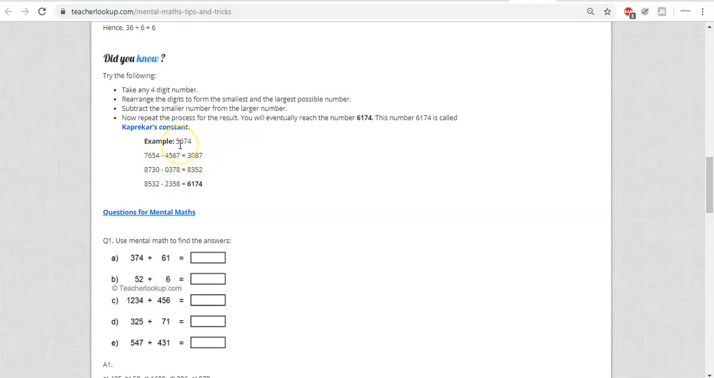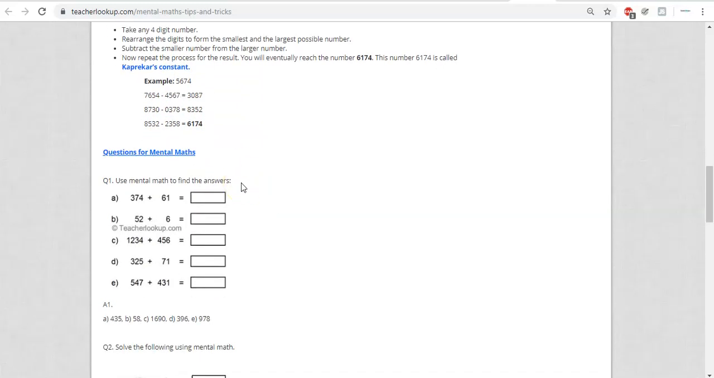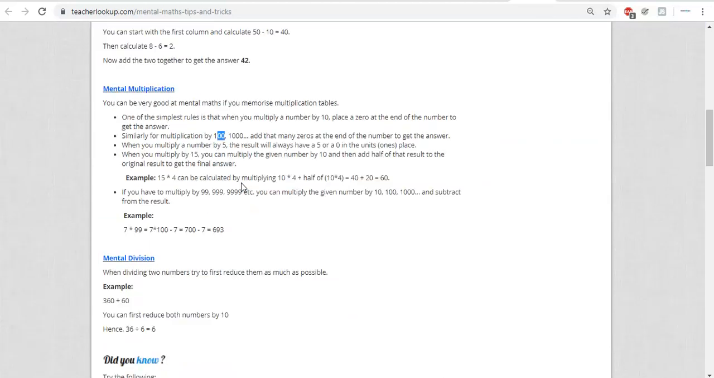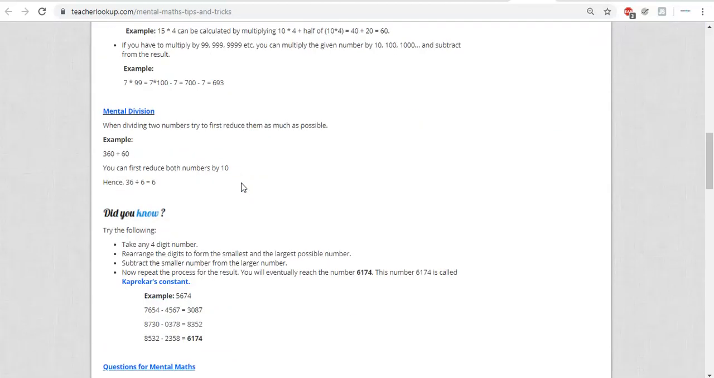For example, let's look at that. So 5674, let's take that. So we arrange this to the biggest and the smallest, and then we do the same again, and then we do the same, and we end up with that. It's a neat way, isn't it? Yeah, it's wonderful how maths works.